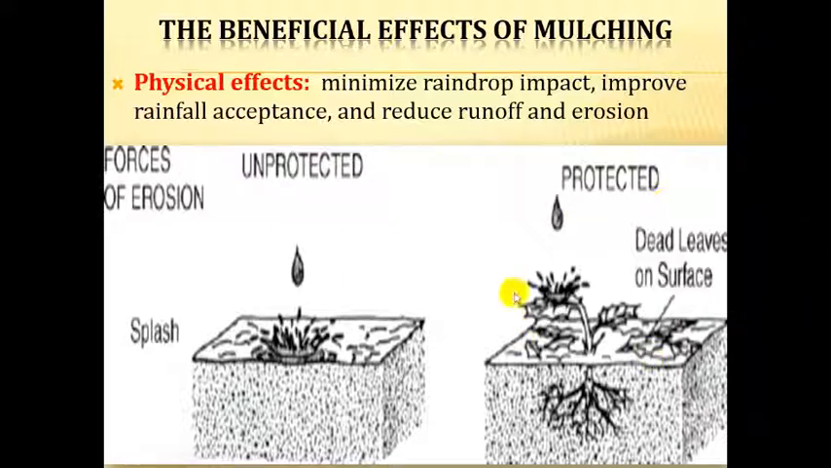This picture shows that when there are no mulching materials on the soil, the raindrops come and splash the soil particles, loosening them and leading to soil erosion. When the soil is protected with some dead leaves or some mulching materials, the process is totally different. That means the soil is protected.